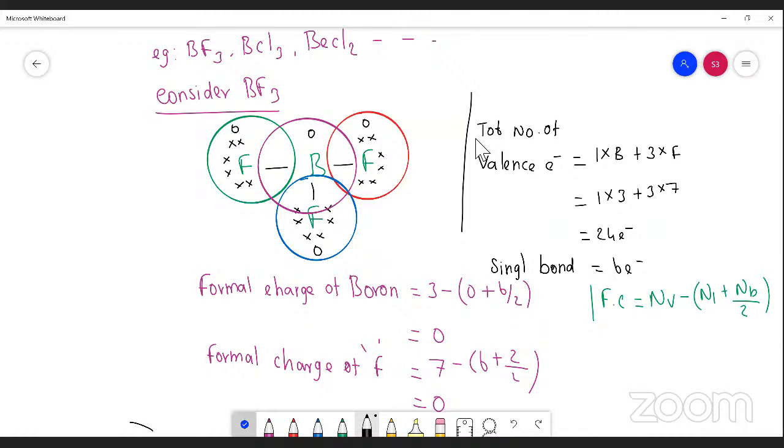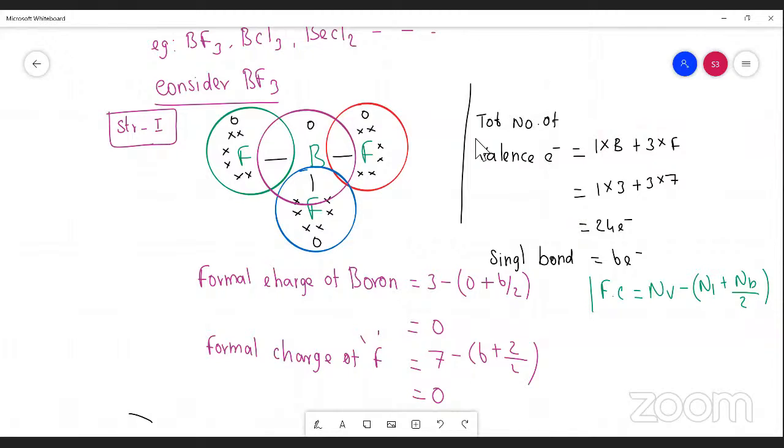We consider this as structure 1. In structure 1, even though boron has only 6 electrons, the formal charge of all atoms in the BF3 molecule is 0, so it is most stable. So what is the conclusion here?